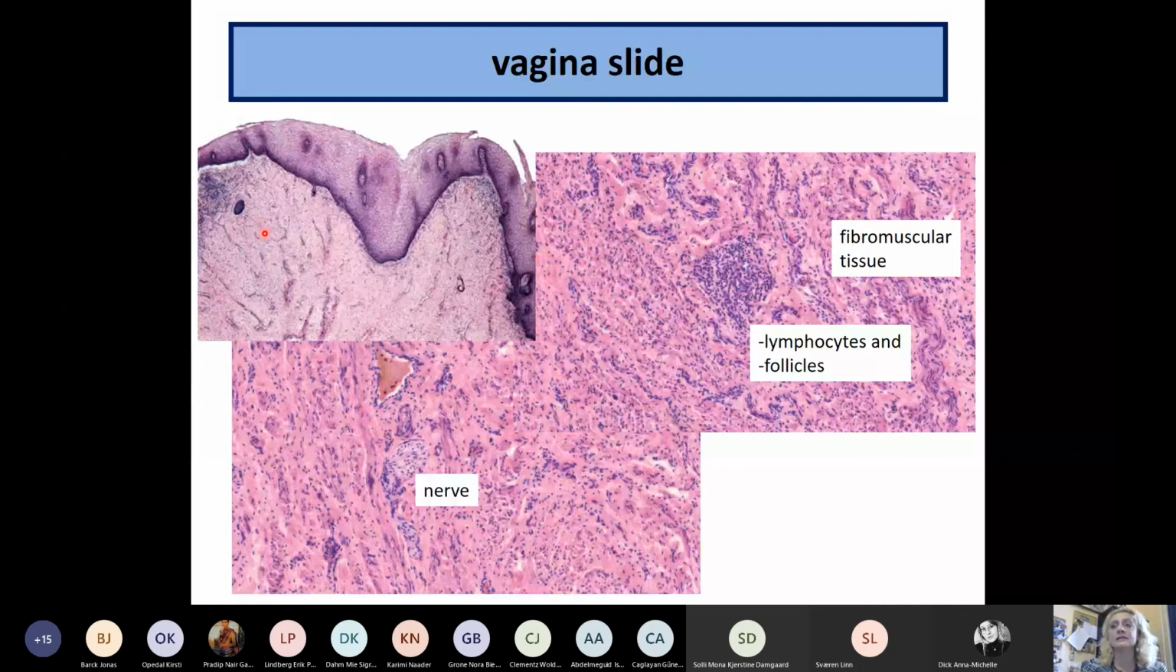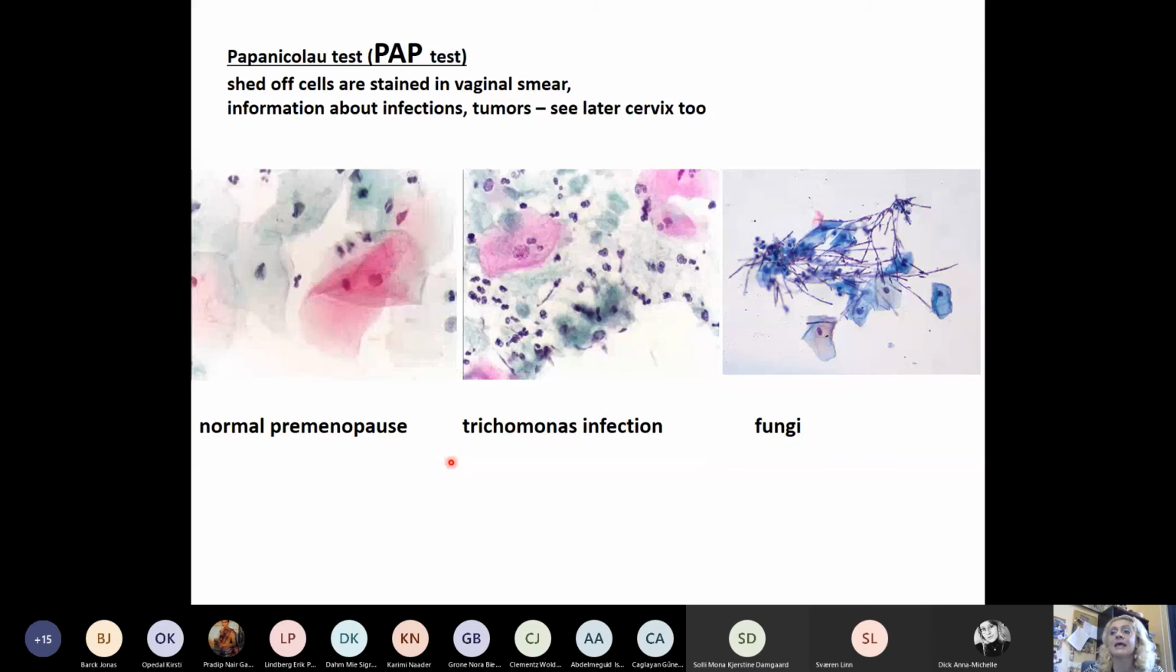In our slide, we can see many other things. Of course, the connective tissue papillae, cross-section, longitudinal section. We can see lymphocytes just scattered or in the form of follicles. And you can see here this fibromuscular tissue where the muscle cells are intertwined with the fibers. So it's not as clear a muscle layer as in the esophagus or intestine slides. And of course, nerves and blood vessels are found as well.